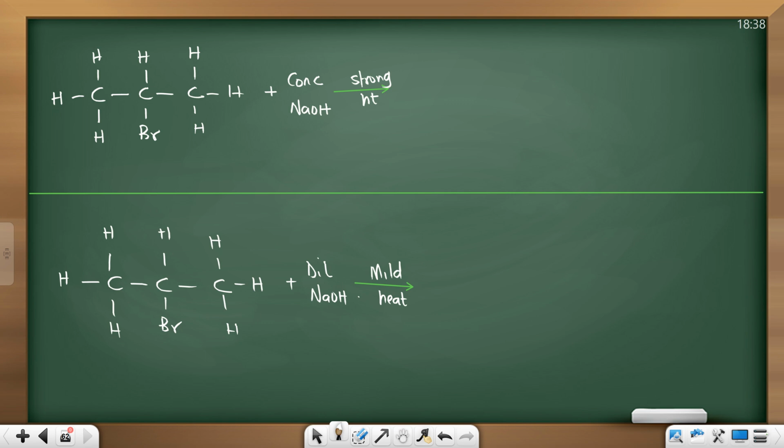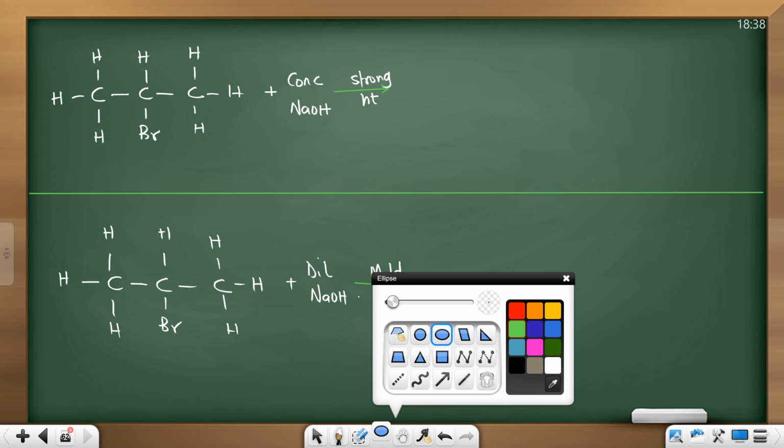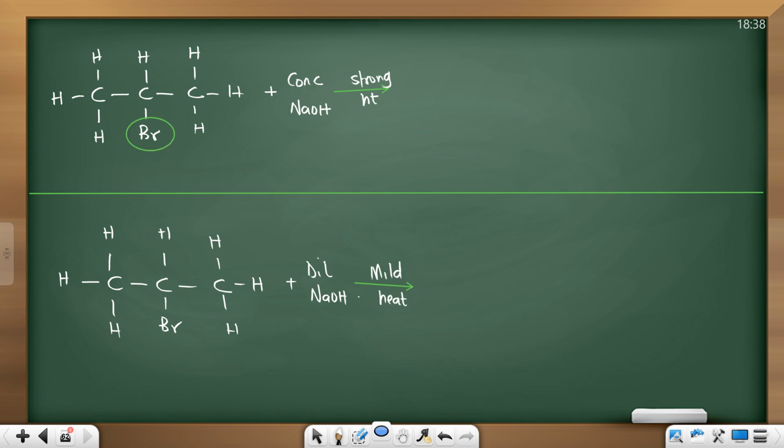Okay, back to reaction 1. Because it is concentrated, it's going to be what? Elimination. What are we removing? We are going to remove that HBr. In this case, we can remove any of the hydrogens. They are both having the same number. Okay, so what would I have? 1, 2, 3.